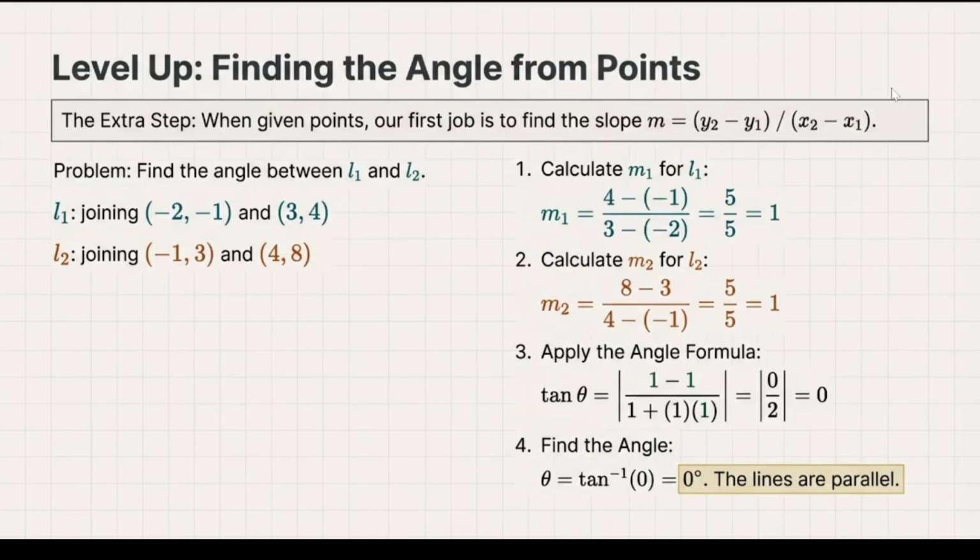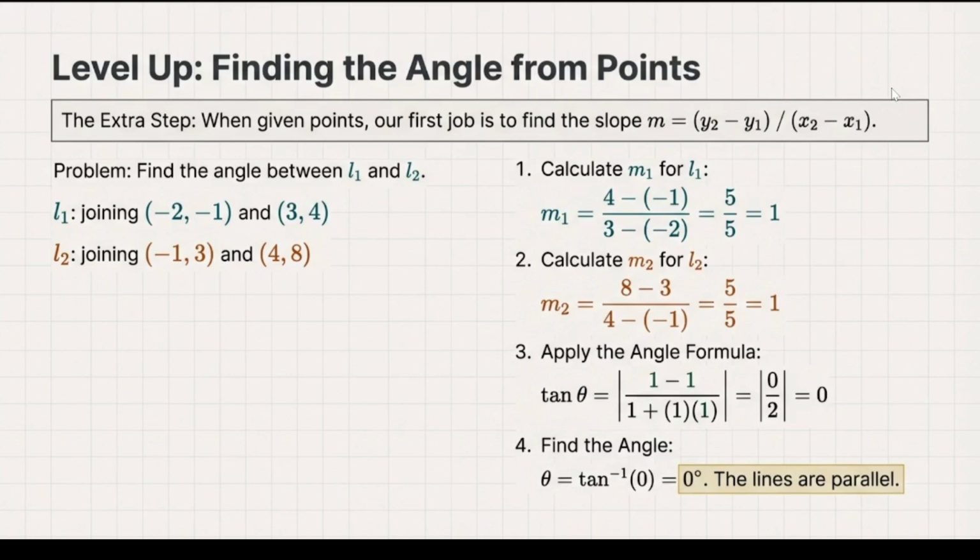Finding the angle from points. When given points, our first job is to find the slope, which is done using (y2 − y1) divided by (x2 − x1). In the second problem, we need to find the angle between line 1 and line 2 if line 1 joins (−2, −1) and (3, 4), while line 2 joins (−1, 3) and (4, 8). For each of these lines, we will find the gradient. Calculating the gradient for line 1, we get 5 by 5, which is 1, and for the second line, we also get 5 by 5, which is 1.